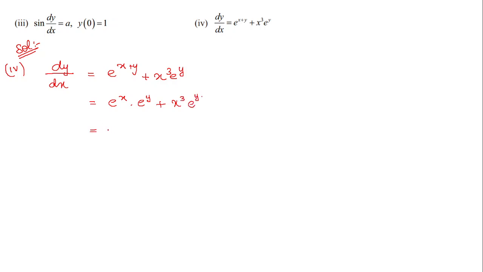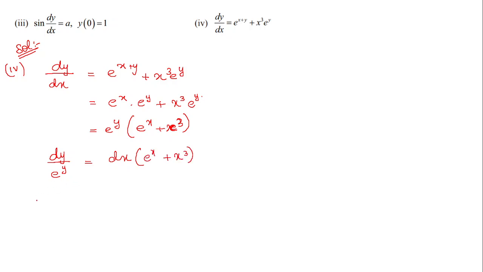So we can take e power y common. So e power x plus x cube. Why do we do this is a question that may come up. We are going to separate the variables. That's all. So when we separate, what will we get? dy by e power y is equal to dx into e power x plus x cube.